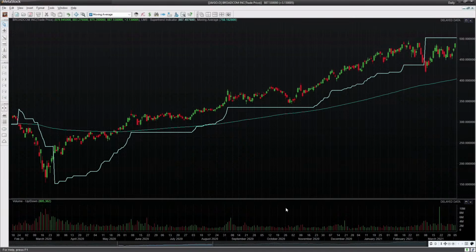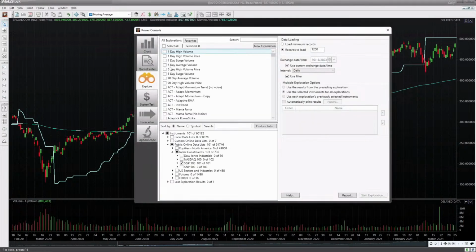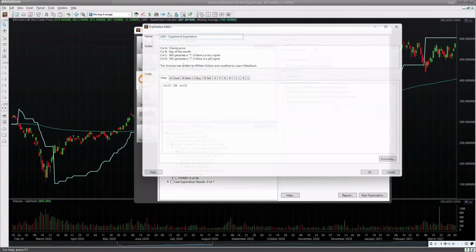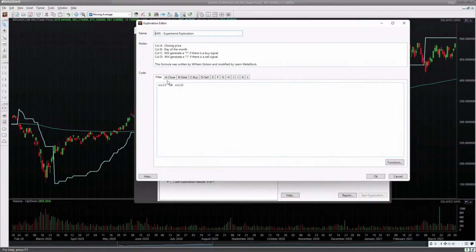So, all right. Anyway, in addition to those tools that I created, I've also created a couple other tools here too. And what I also created was an exploration. So let me go ahead and show you that real quick. I'll show you how that works, but I'll go into this LMS Supertrend exploration. And here you can see I've only got basically these four different columns. I've got the closing price in column A. I got the date in column B.